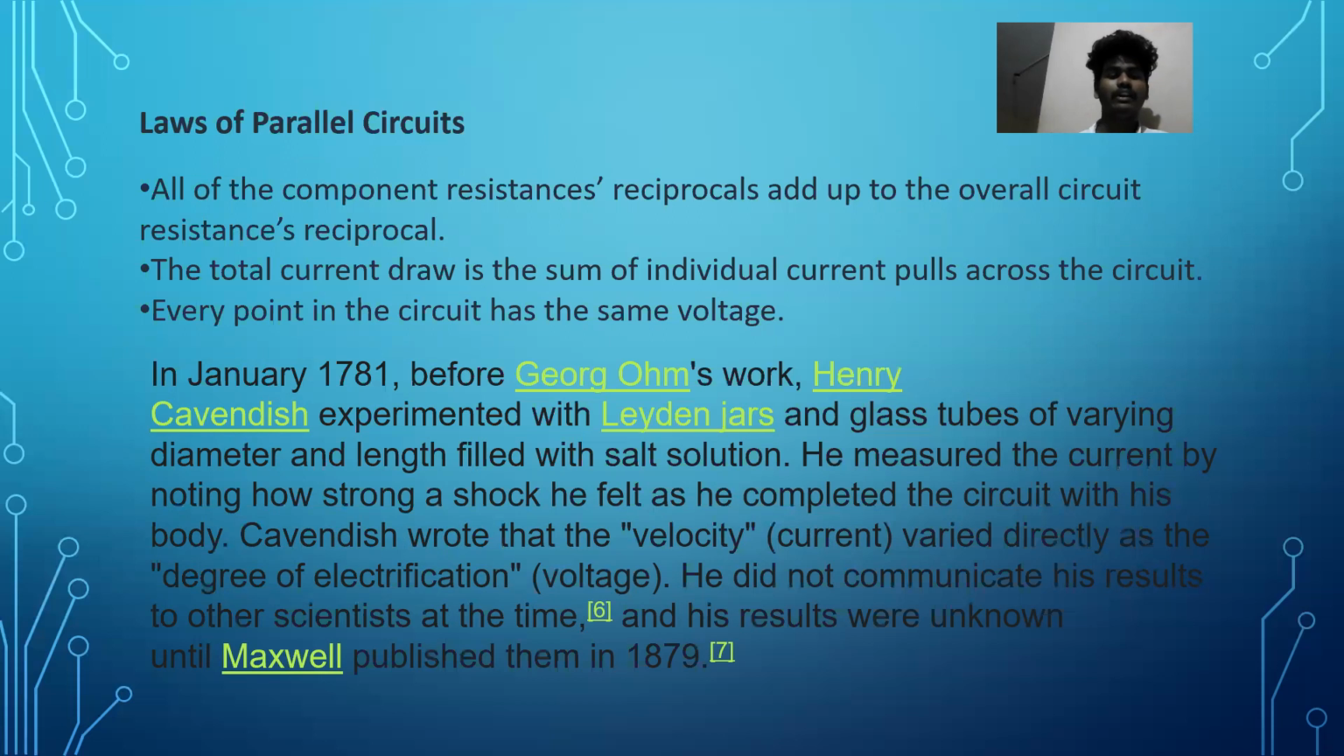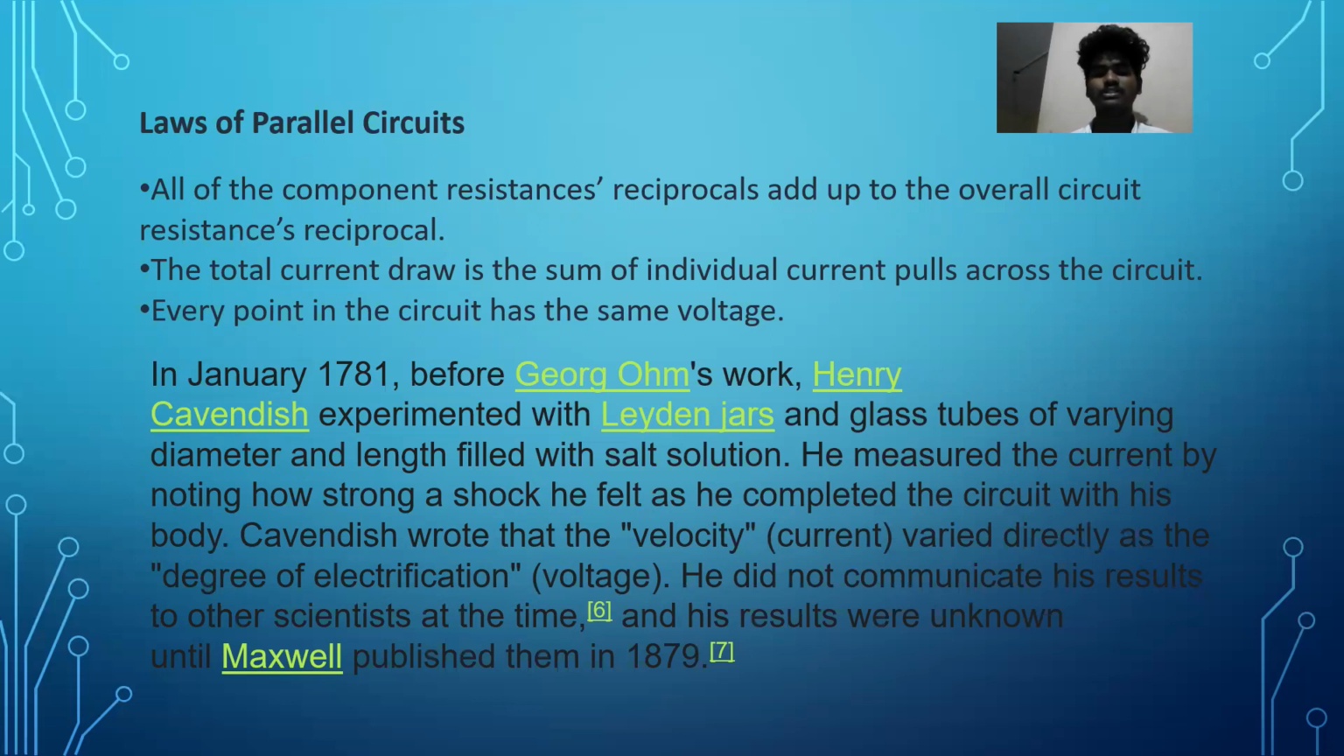In January 1781, before Georg Ohm's work, Henry Cavendish experimented with Leyden jars and glass tubes of varying diameter and length filled with salt solution. He measured the current, noting how strong a shock he felt. He completed the circuit with his body. Cavendish wrote that the velocity (current) varied directly as the degree of electrification (voltage).